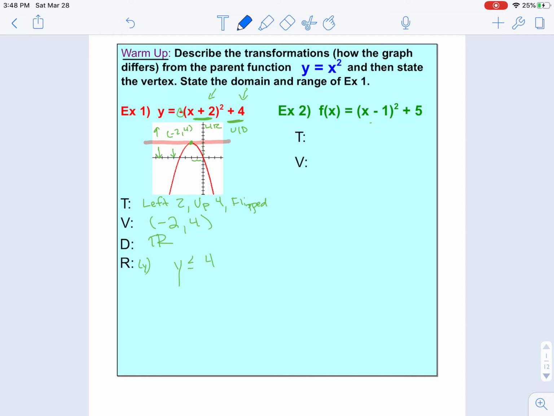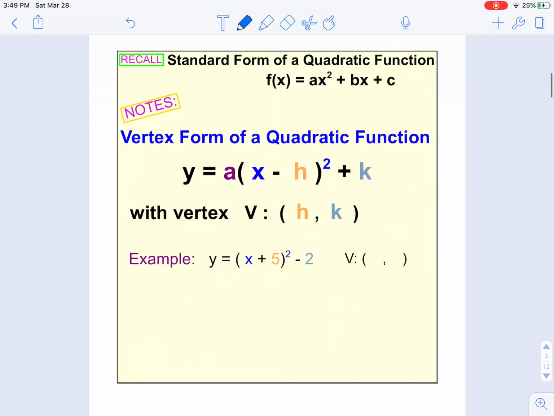There's our range. All right, now looking at example number 2, where it doesn't have the graph, I can still tell what the transformations are going to be. Remember, inside the parentheses, this is my left and right. -1, it's the opposite of what I think that should mean, so this must be going right 1. +5 on the outside is my up-down number. +5 means it's going up 5, so my vertex, right 1, up 5, is at 1, 5.